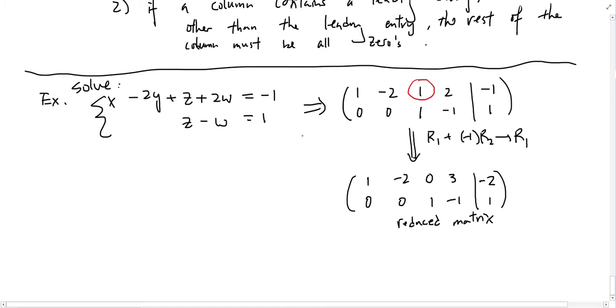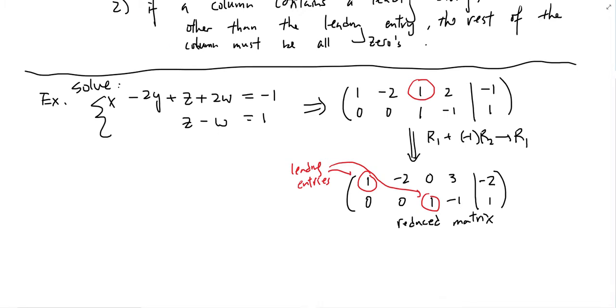If I look at my reduced matrix, here and here, these are my leading entries. That identifies column number 1 and column number 3. Both of these.